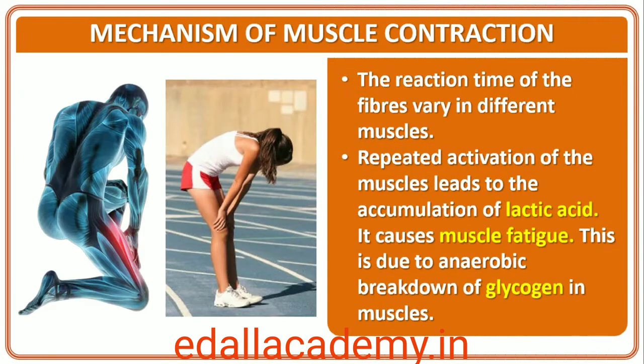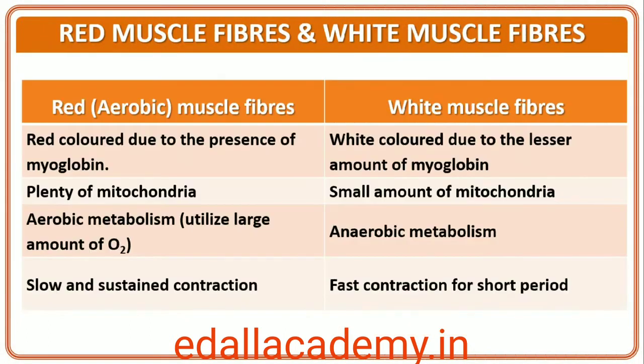The reaction time of the fibers can vary in different muscles. Repeated activation of the muscles can lead to the accumulation of lactic acid due to anaerobic breakdown of glycogen in them, causing fatigue. Muscle contains a red-colored oxygen-storing pigment called myoglobin. Myoglobin content is high in some of the muscles, which gives a reddish appearance. Such muscles are called the red fibers. These muscles also contain plenty of mitochondria, which can utilize the large amount of oxygen stored in them for ATP production. These muscles, therefore, can also be called aerobic muscles.